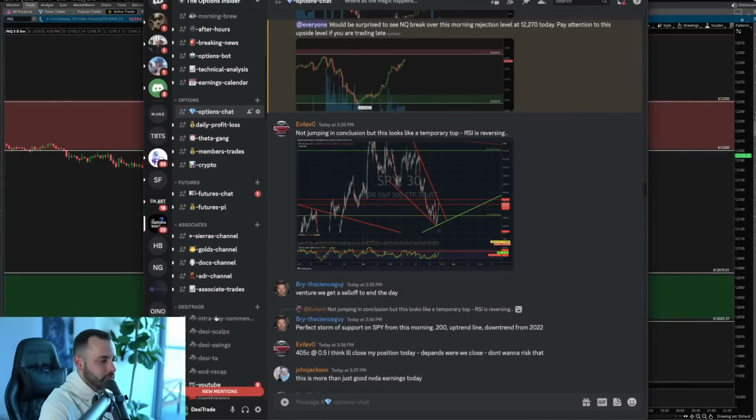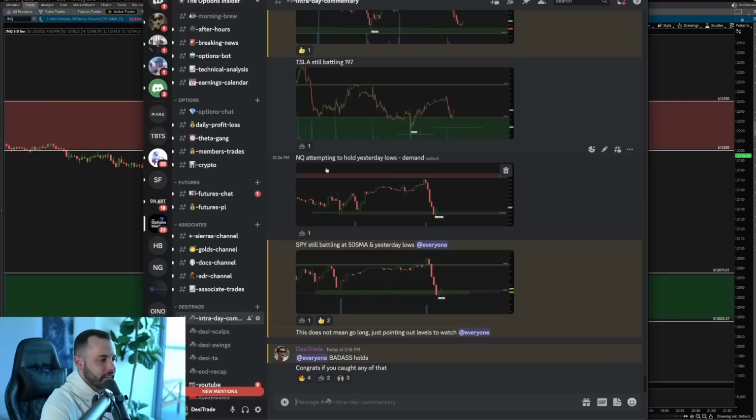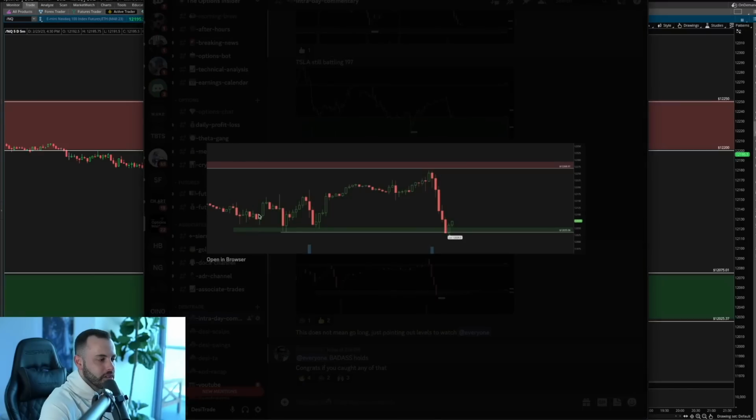If I go down to my intraday commentary, you can see that today around 12:36, I sent a message about the NASDAQ attempting to hold yesterday's lows. That is our demand zone, right? If I zoom in on this chart, here's our demand zone down here around this 12,235, 12,275 area that I had mapped out on the screen. You can see we moved back into it and we started to hold that demand.